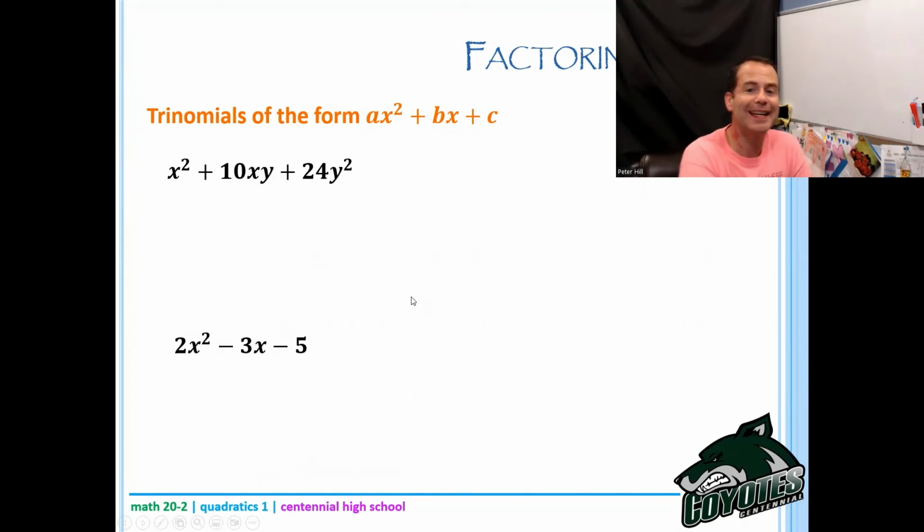x squared plus 10xy plus 24y squared. Now this one looks a little different because of the y squared on the other end.